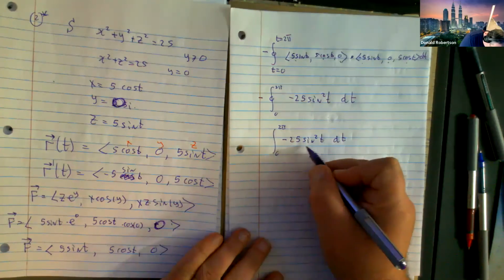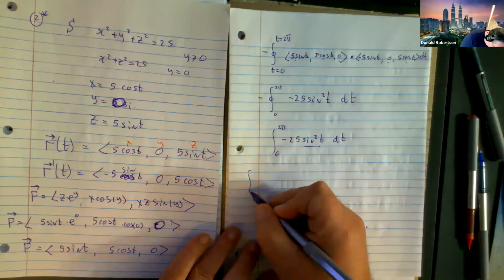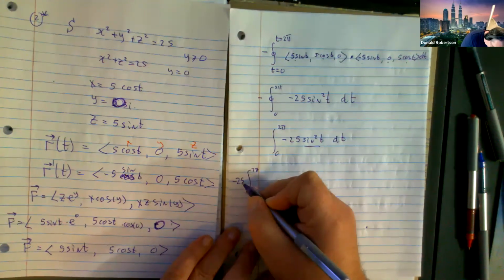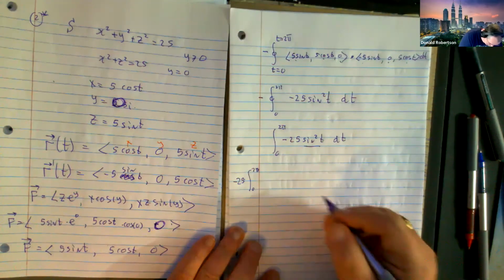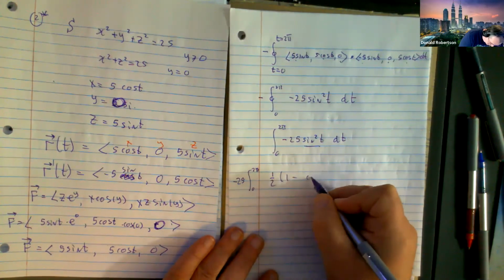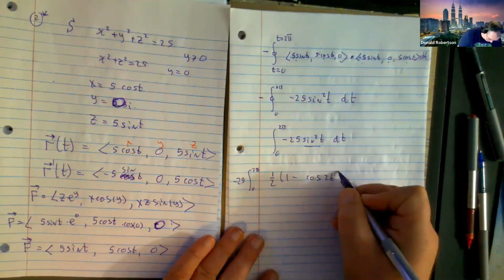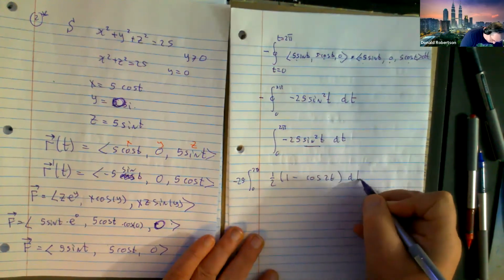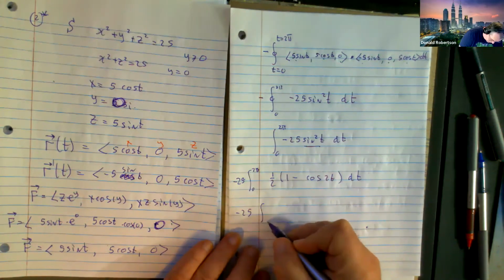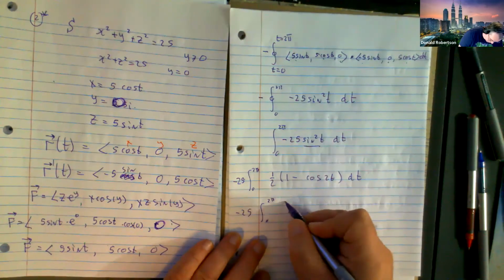If you want to integrate a sine squared, the easiest way to do that is to pull out the negative 25, and recognize that sine squared can be written as half of 1 minus the cosine of 2t. So it's going to be 1/2, take away 1/2 the cosine of 2t.